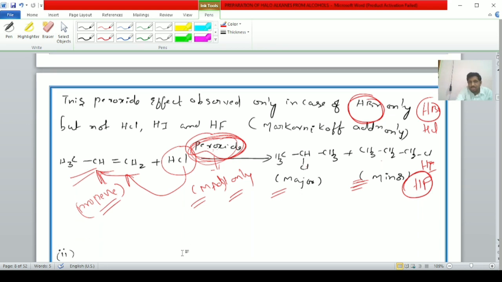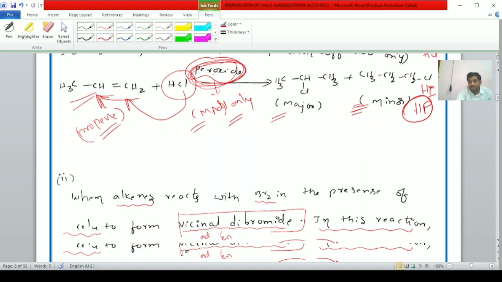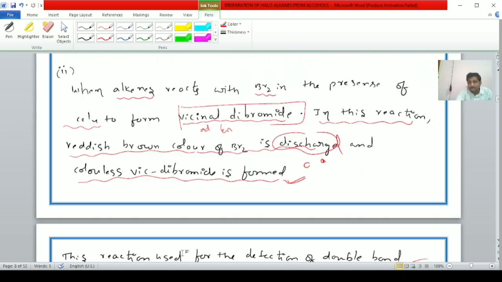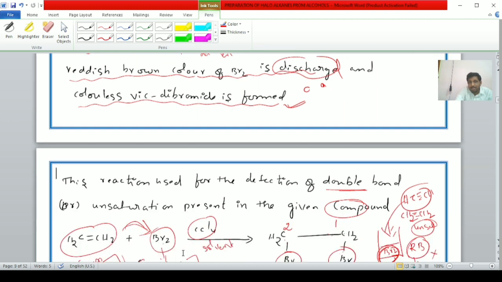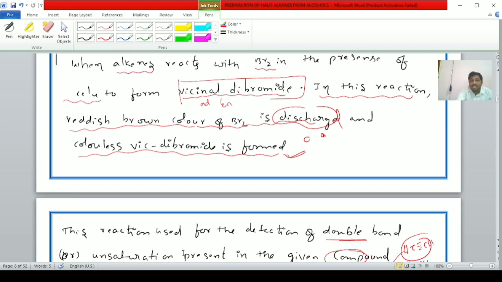CH3 single bond CH double bond CH2 plus HCl. In the presence of peroxide, it forms 2-chloropropane as the major product and 1-chloropropane as the minor product according to Markovnikov addition. Second one, student, when alkenes react with bromine in the presence of carbon tetrachloride, it can form vicinal dibromide.